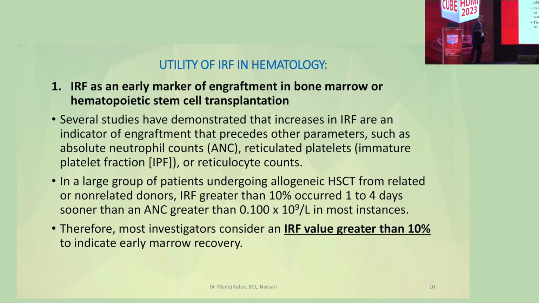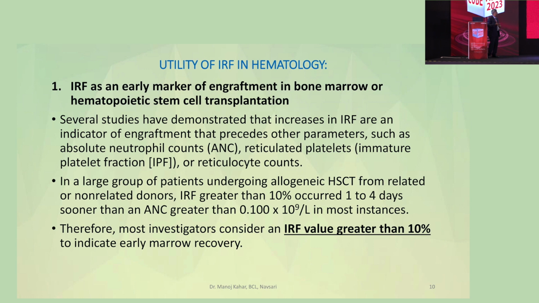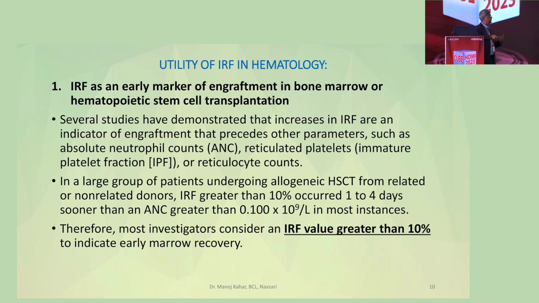Now, IRF is considered an early marker of engraftment in bone marrow or hematopoietic stem cell transplantation. Several studies have demonstrated that increases in IRF are an indicator of engraftment that precedes other parameters like absolute neutrophil count, reticulated platelets, or reticulocyte counts. So it's a good parameter to demonstrate engraftment. In a large group of patients undergoing allogeneic hematopoietic stem cell transplant from related or unrelated donors, IRF greater than 10% occurred 1 to 4 days sooner than ANC greater than 0.1 × 10⁹ per liter in most instances. And most of the investigators consider that an IRF value greater than 10% indicates early marrow recovery.